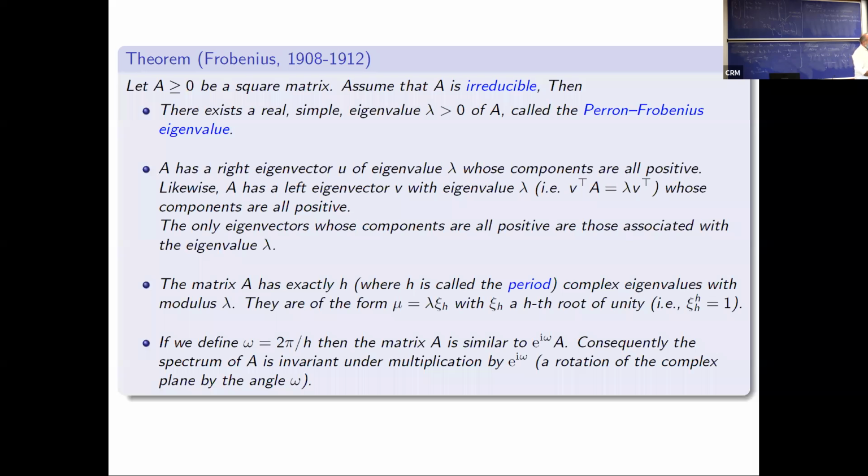And you can say even more. If you define omega equal to 2 pi over h, and then you apply this rotation, you know that multiplying by e to the i omega just produces a rotation in the complex domain of angle omega. So if you plot your spectrum and you apply this rotation, it's invariant by this rotation. So you have something which is very geometrical. Well, this is a strong result.